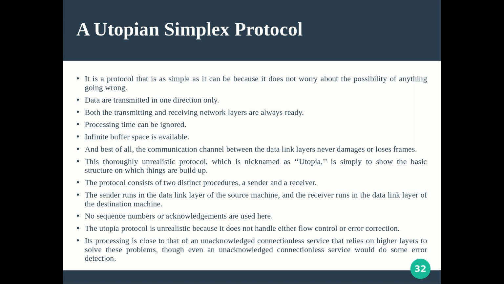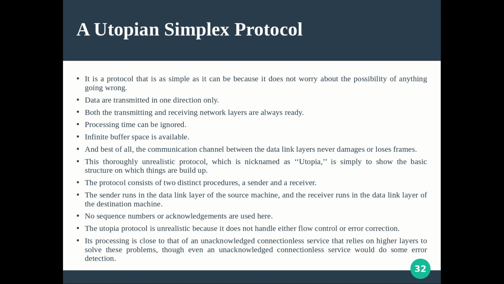It's somewhat similar to the unacknowledged connectionless service that relies on the higher layers to solve the problem. So either the network itself is capable, or you can give the task of solving error control, flow control, and all those related issues to the higher layer, that is the network layer: you please handle it, I am not going to handle it. So the data link layer is very thin in this case, doing just minimum functionality.